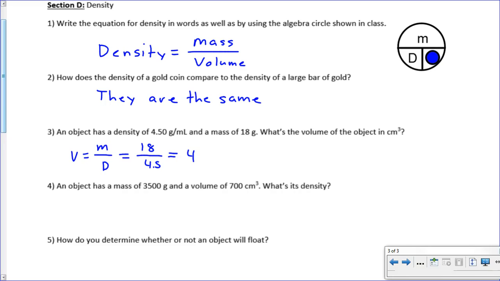And then we're looking for volume. So in this case, it's grams per milliliter, so you get 4 milliliters. But if you realize that a centimeter cubed is the same thing as a milliliter, that was one of the big ideas from the density sheet. It's the same thing, so 4 centimeters cubed. All right, so those are the same thing.